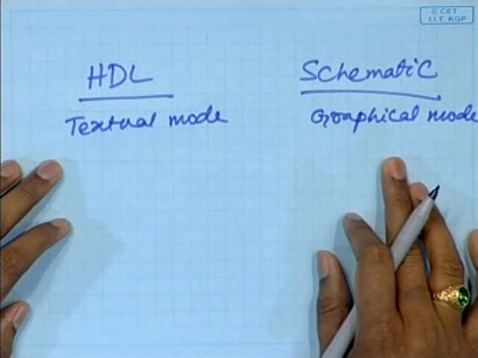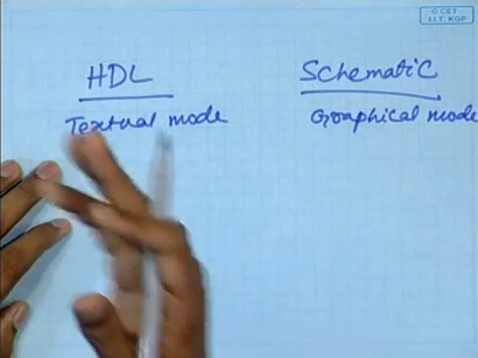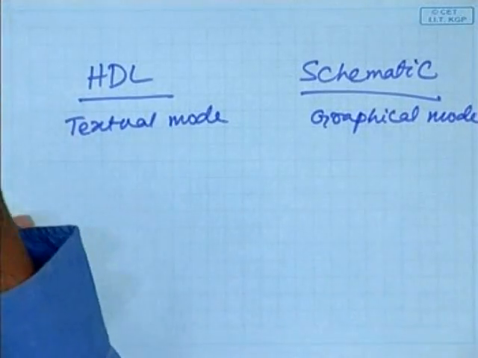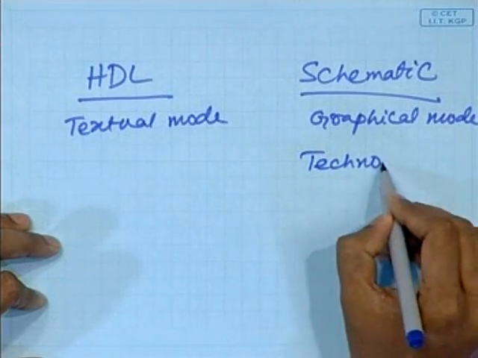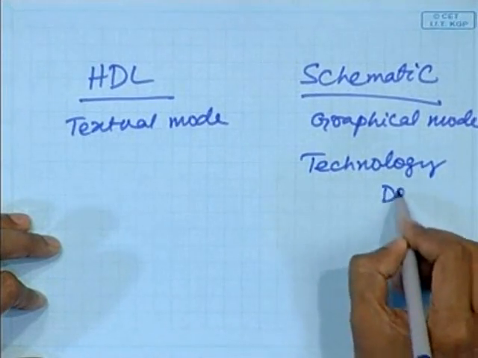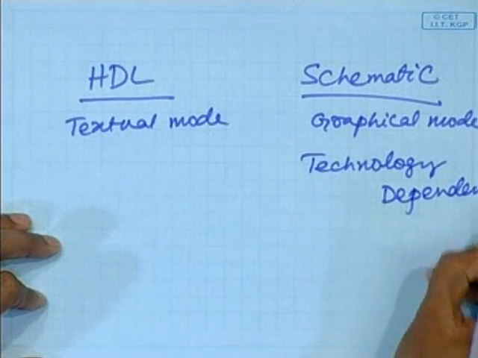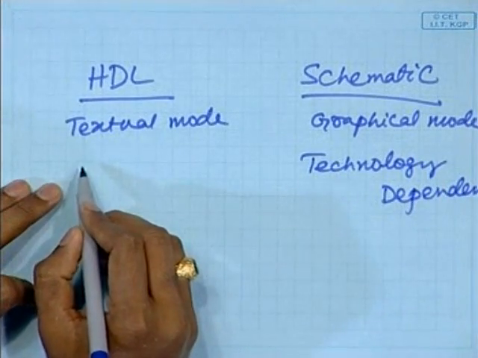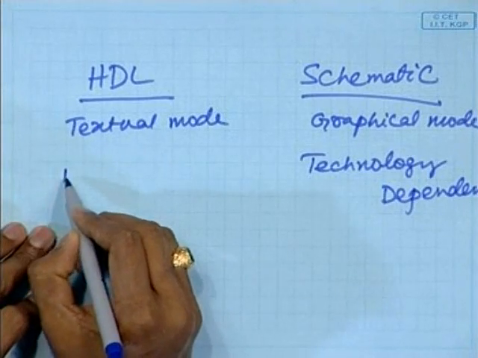Second, schematic is technology dependent, right? When you do your simulations in ICFB, in the analog flow you will find that, instead of transistors, there are also digital gate libraries. You can use the gate libraries, but those components are very technology dependent. So schematic is technology dependent, whereas HDL, the textual mode, is technology independent.